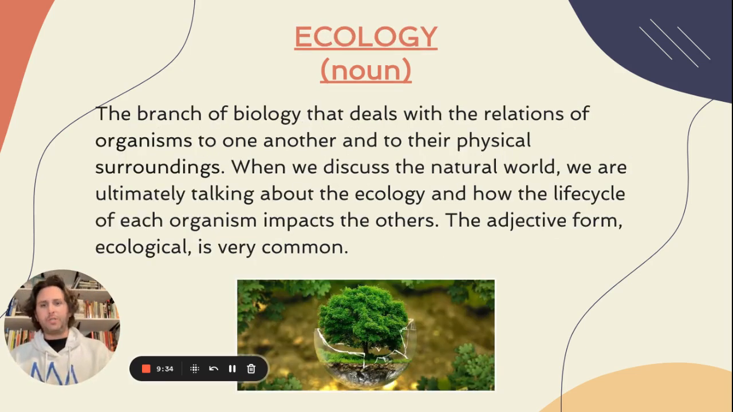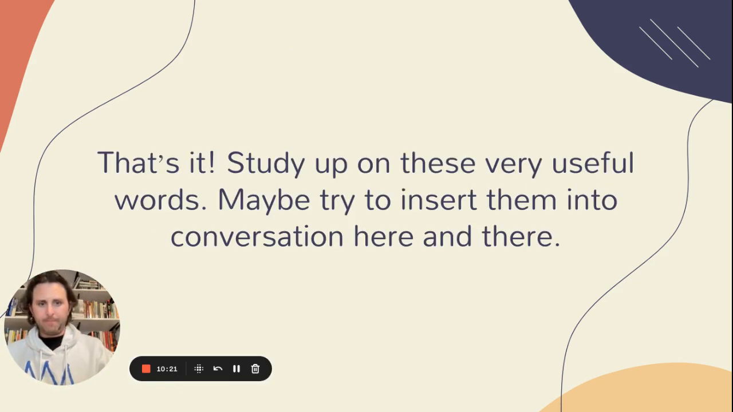Things like that. So, ecology. Ecology is the branch of biology that deals with the relations of organisms to one another and to their physical surroundings. When we discuss the natural world, trees, plants, animals, air, water, all these things, that whole system, we're talking about ecology and how the lifestyle and the life cycle of each organism impacts everything else, right? I don't really love having a lot of bugs. I don't want bugs in the house, but bugs are important. They help things all over nature. If we don't have bugs, we don't get trees, we don't get food, we don't get decomposition that we need, right? Ecology is how all these things interact with one another. Now, the adjective form is ecological, which is really commonly used, particularly when talking about environmental matters.